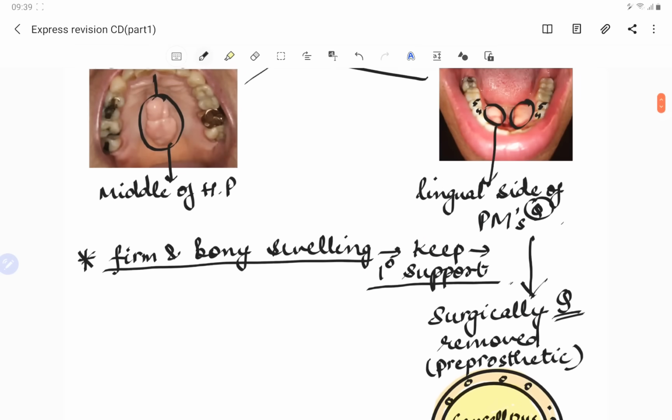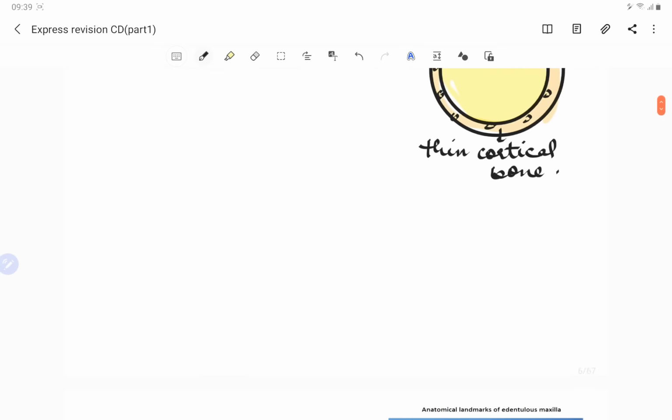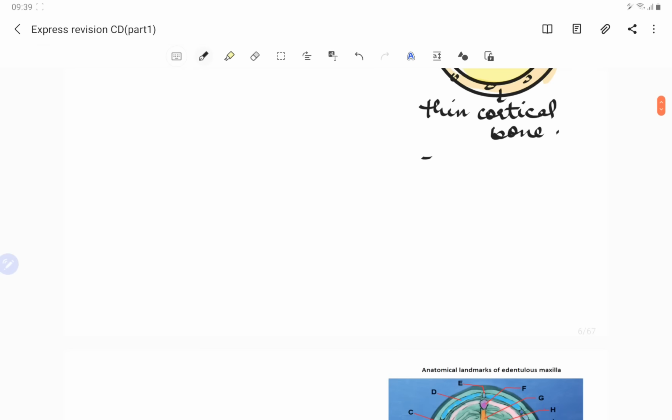Now the size of a maxillary tori ranges from small, pea size, to huge size. And if we talk about the size of the mandibular tori, it is again from small, pea size, to half a hazelnut.